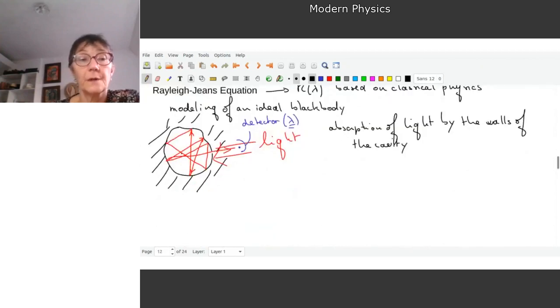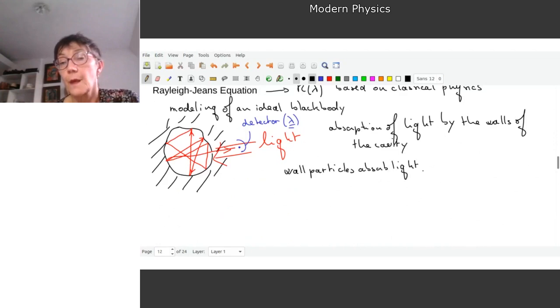So you can think here of the atoms, I will call them wall particles, which absorb light, oscillate, and emit light. So what is the frequency of oscillation? I will put here nu. At the frequency nu, they emit light.